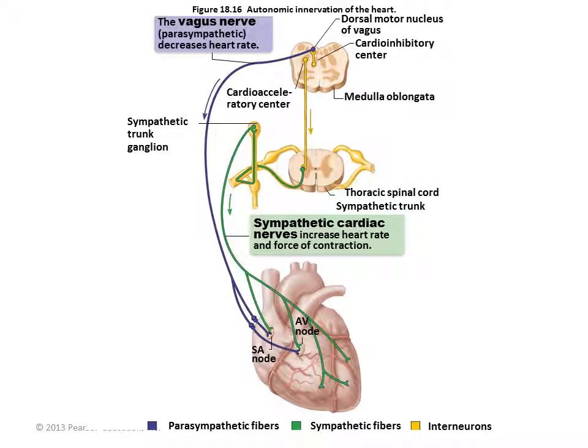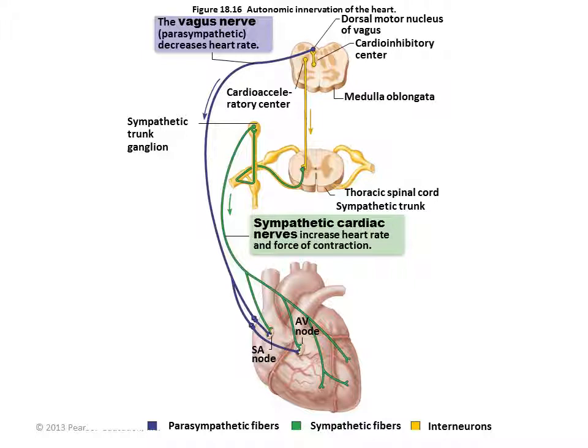Extrinsic innervation of the heart, as shown here: heartbeat is modified by the autonomic nervous system via cardiac centers in the medulla oblongata. The sympathetic nervous system stimulates heart rate and force of contraction. The parasympathetic nervous system will inhibit heart rate.